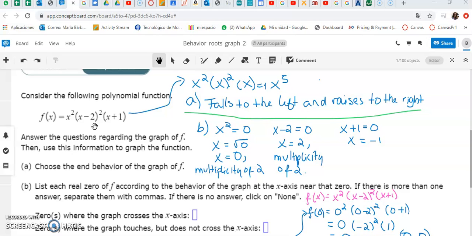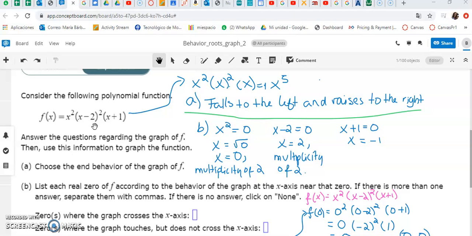As the leading coefficient is positive and the degree of the polynomial is a fifth degree, which is an odd number, the behavior is going to be this one, dear students. Remember, the graph falls to the left and rises to the right, okay? So you have to select this option in ALEKS. Then let's continue with question B.